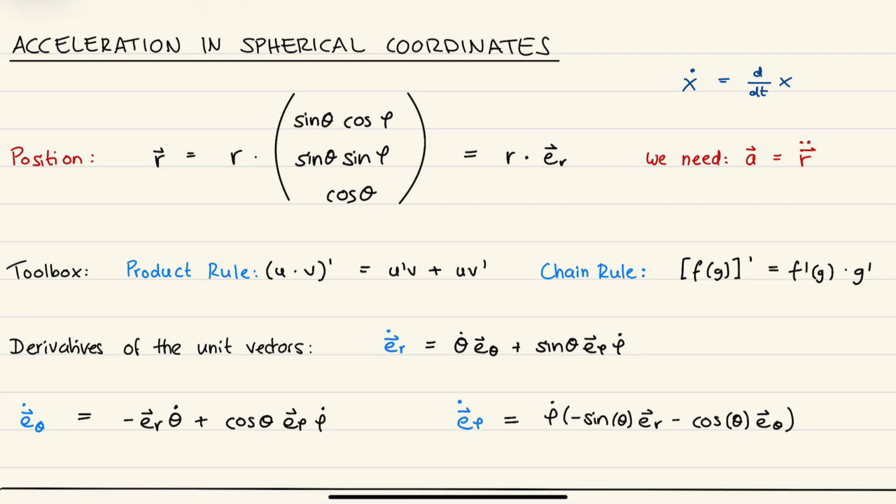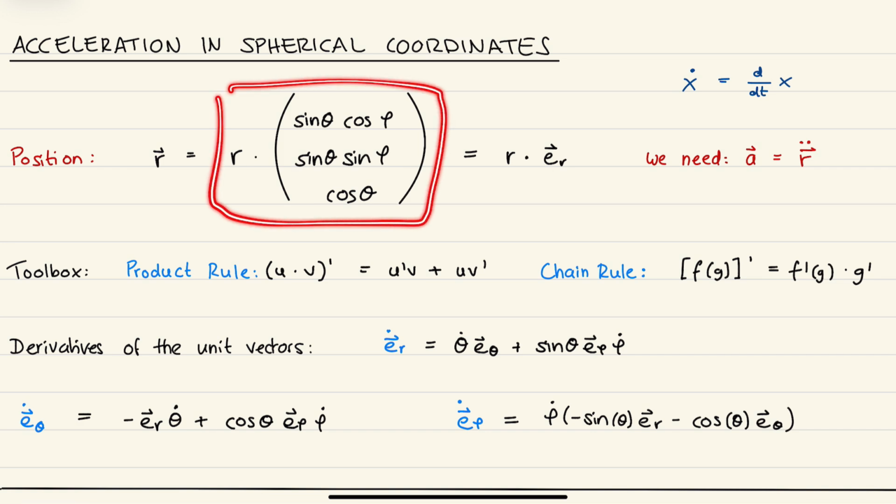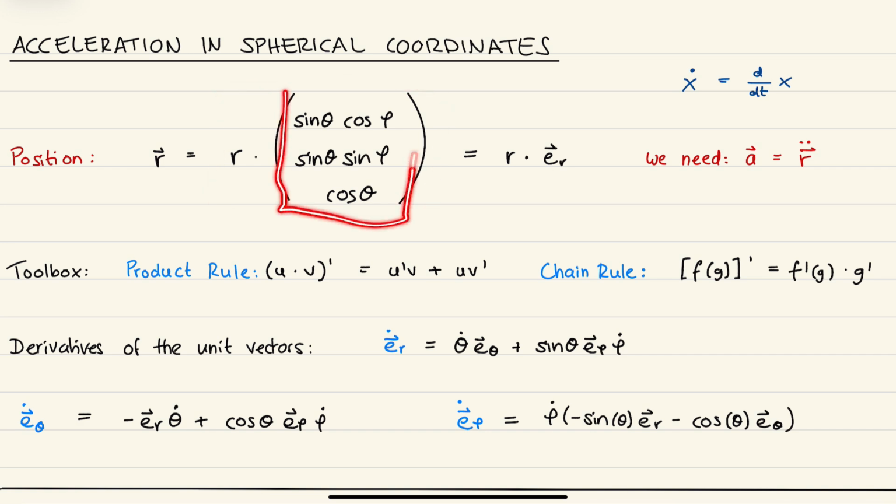That spherical position vector we need to differentiate is this one right here. And since the vector in those brackets is simply the radial unit vector in spherical coordinates, we can simplify this position vector as r times er. So that's what we're going to have to work with.